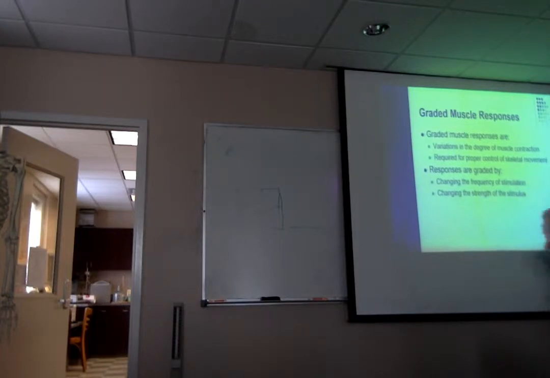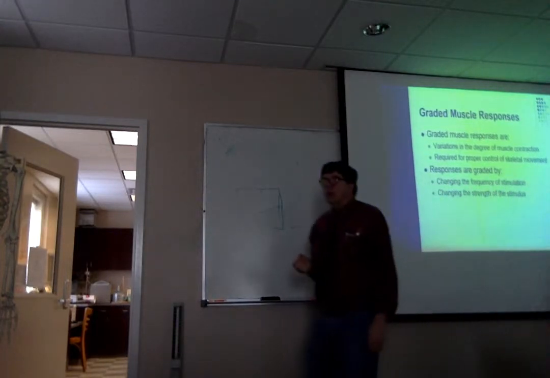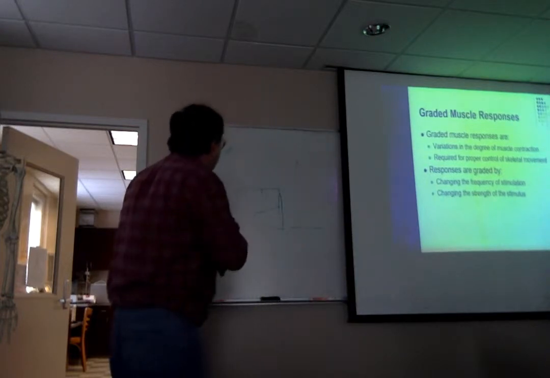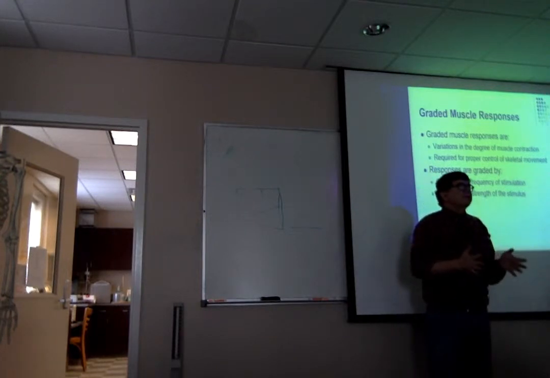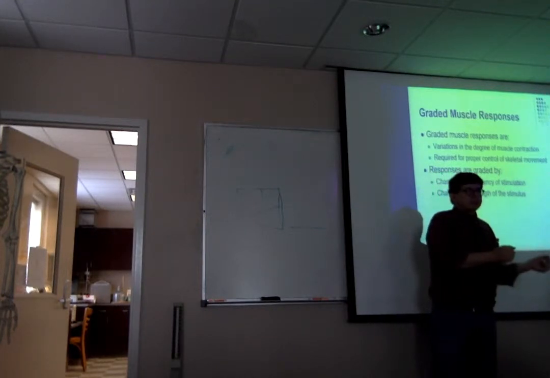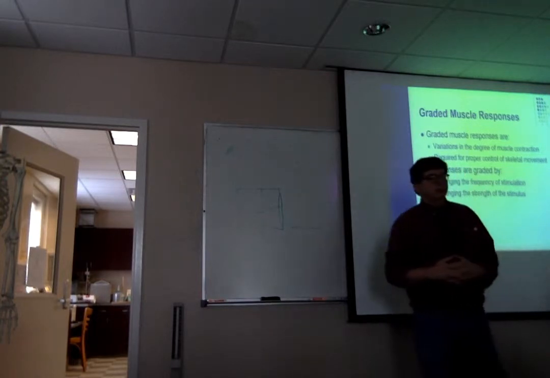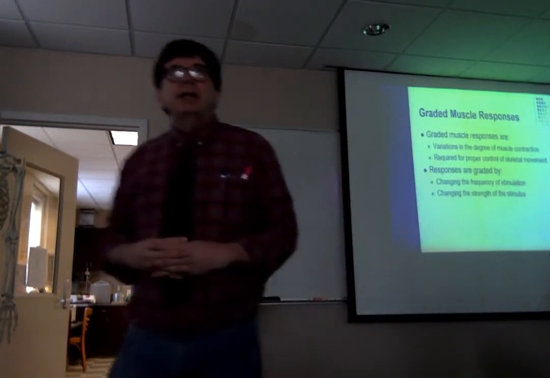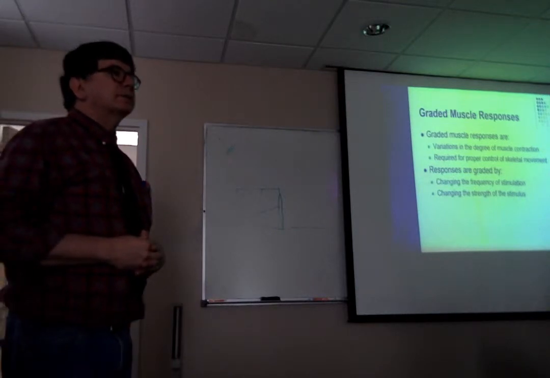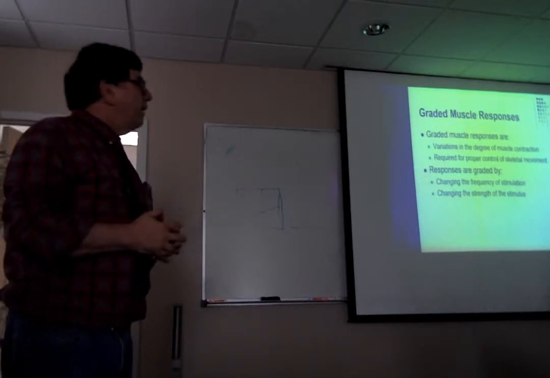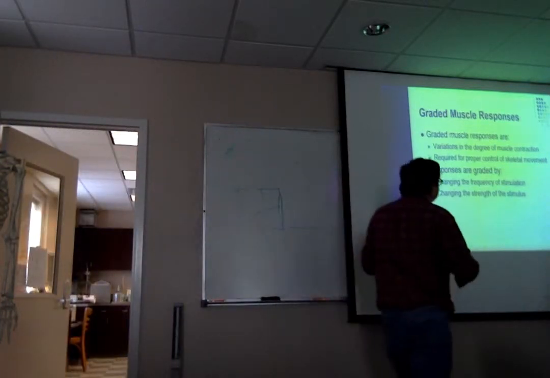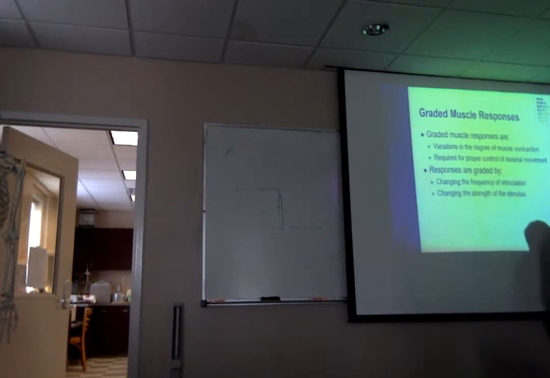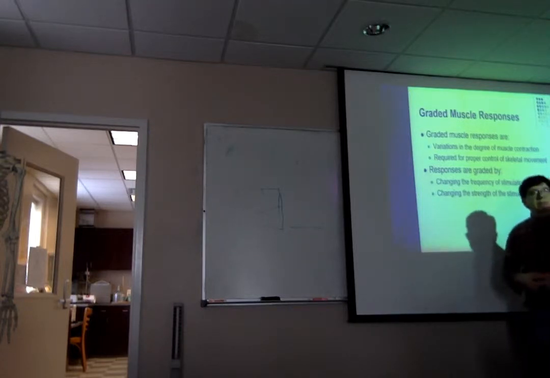Now, how do we grade responses? Well, grading is determined by 2 things. Number 1, the strength of the stimulus. The strength of the stimulus determines how many motor units are going to be involved in that muscle contraction. Stronger stimuli involve more motor units. When you have more motor units involved, then more muscle fibers contract. You also can change the strength of the stimulus by increasing the frequency of action potentials traveling down an axon.